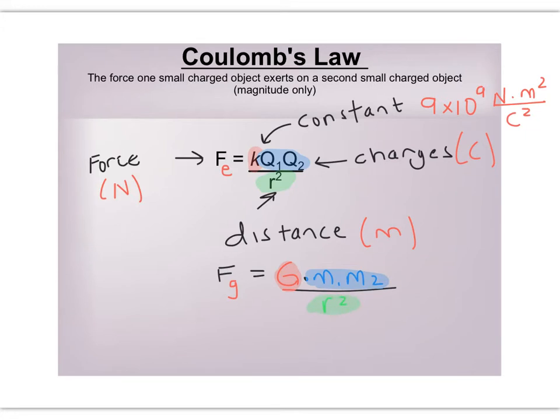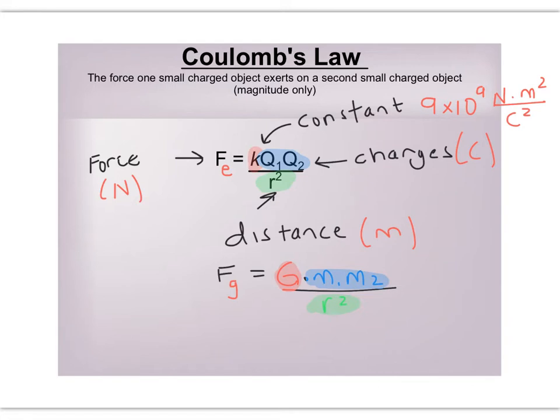There are a lot of parallels between electric force and gravitational force. The biggest difference between them is, however, one, the constants, the sizes are very different. Electric force is on the order of 10 to the 9th power, where the gravitational force is 10 to the negative 11th power, so very different in magnitude. Also, electric forces can be attractive or repulsive, where gravitational forces are only attractive.